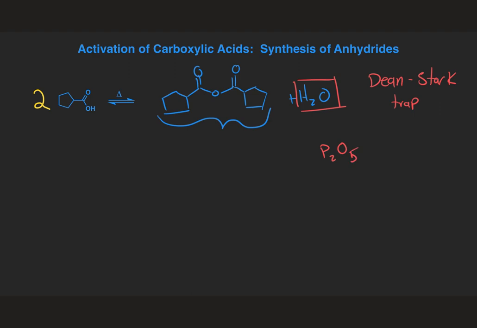And so if you want to synthesize an anhydride, you could take a carboxylic acid. You're going to need two equivalents of that. And you're going to heat it in the presence of phosphorus pentoxide. And that is going to result in this anhydride being formed as your primary organic product. I think we'll wrap up today's video here, and we'll pick up with how you might use some of this in synthesis next time.